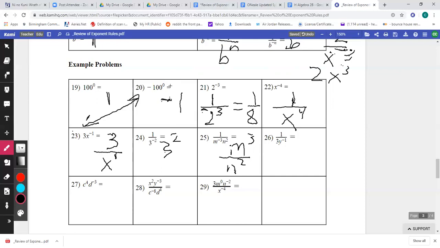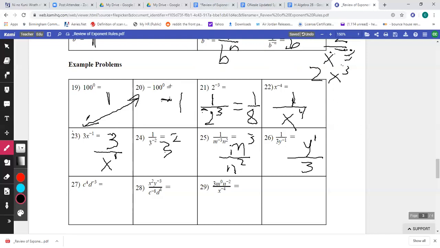Number 26, once again, you do not flip the 3. You only flip the y because the negative one only applies to the y. So you flip the y to the top and the 3 stays on the bottom. And so this becomes y over 3. And once again, you could put a positive 1 here. You don't have to.